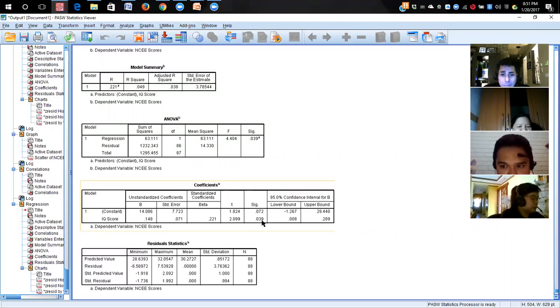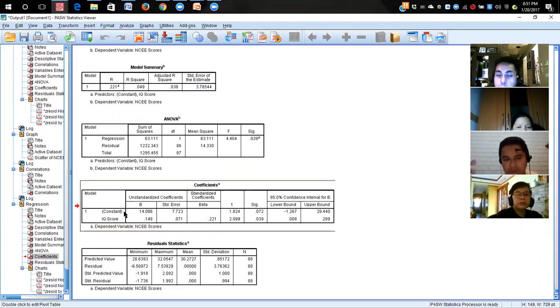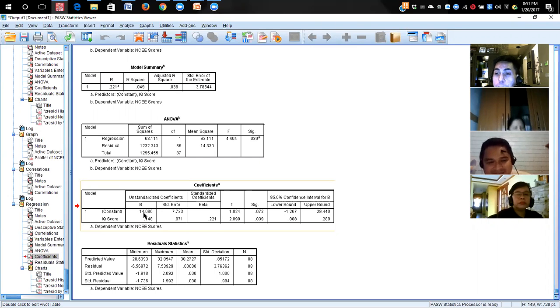And what does this regression coefficient tell us? Because it uses a coefficient, we can look at the unstandardized coefficient. What it tells you here is that the constant, the unstandardized beta coefficient, is 14. What it tells you is that if your IQ is 0, your NCEE score will be 14. That's what it means, okay?